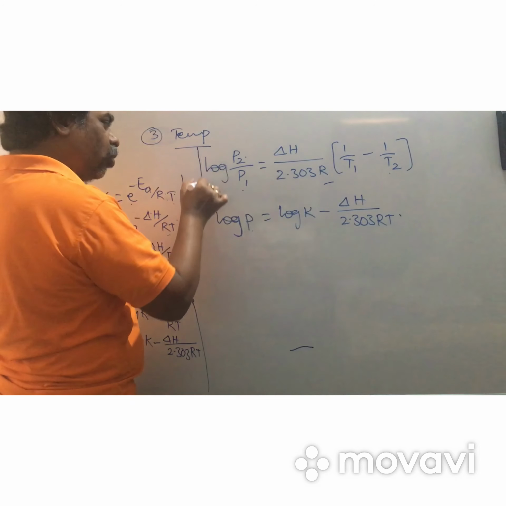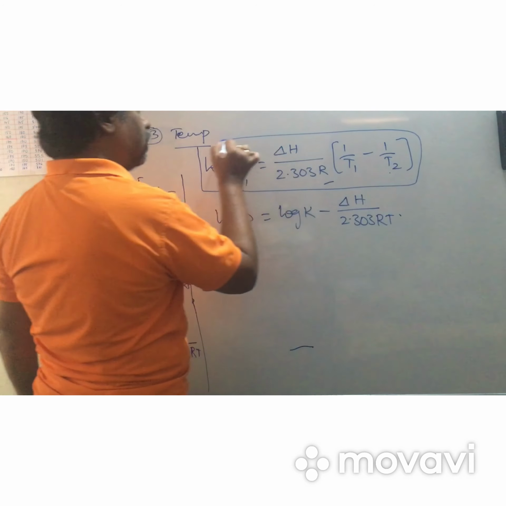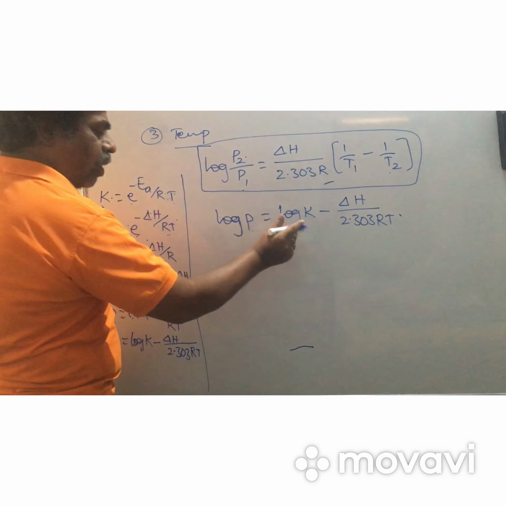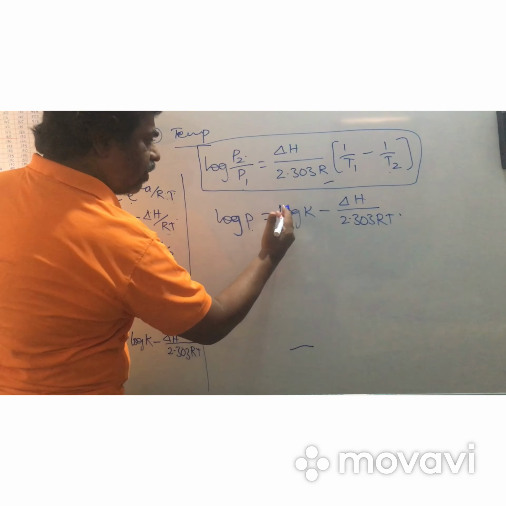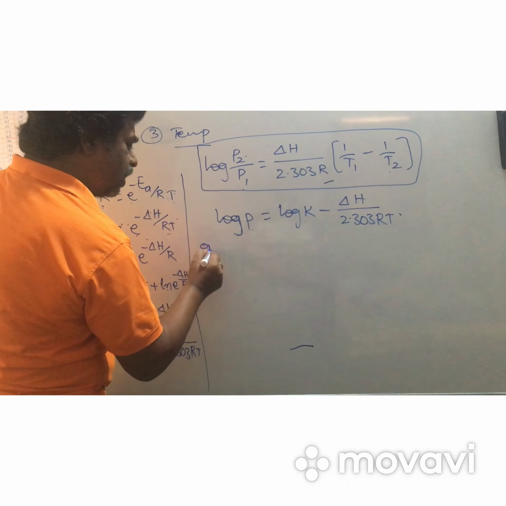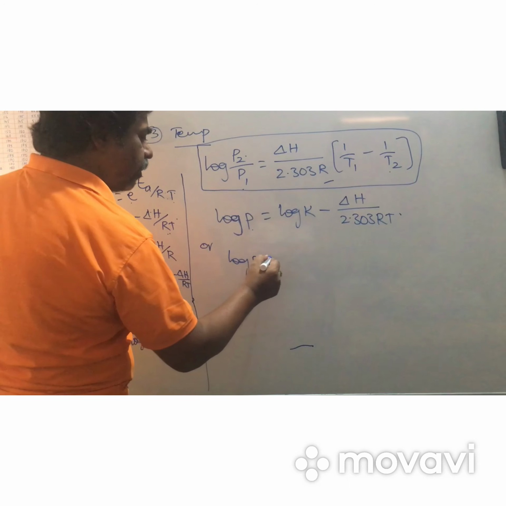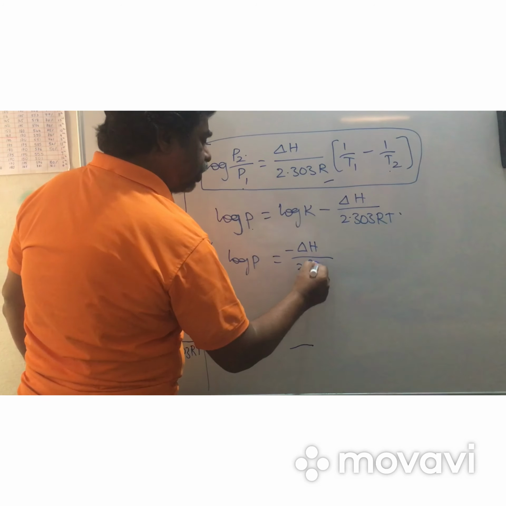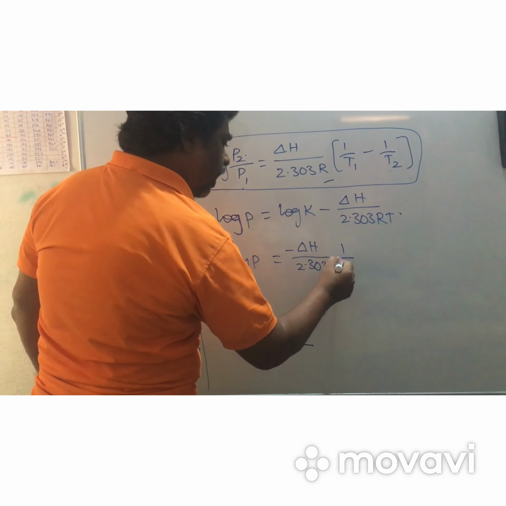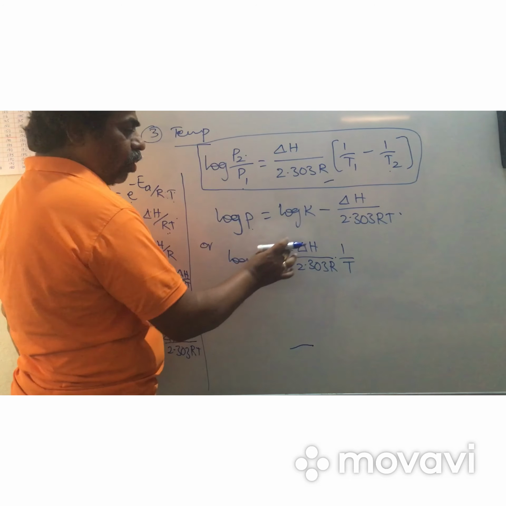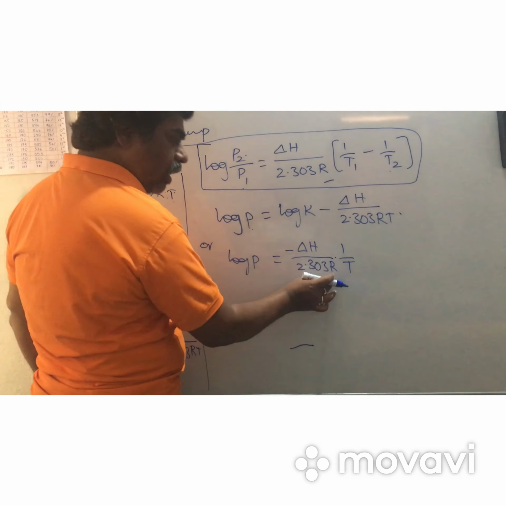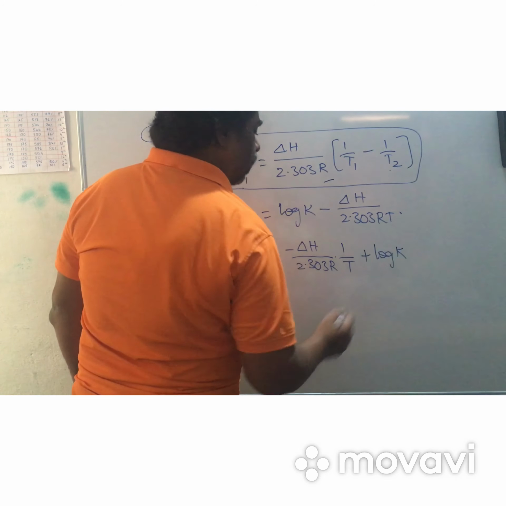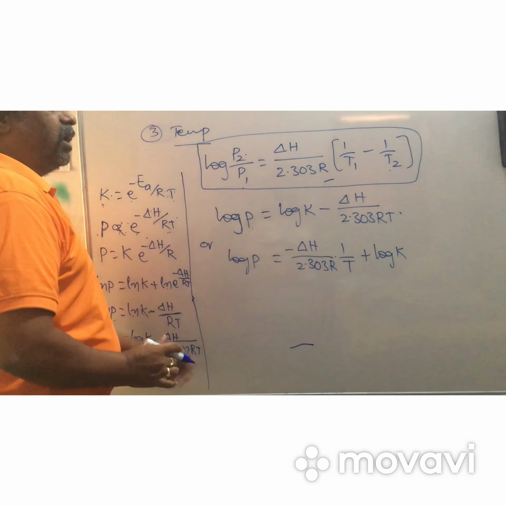When you are going to do the problem, you have to use this final equation. This is what they will ask as a graphical representation, and that's why I am telling this formula. So first write this, and then we can write log P equals minus delta H by 2.303 R into 1 by T, plus log K. Why graphical representation? What is the meaning?